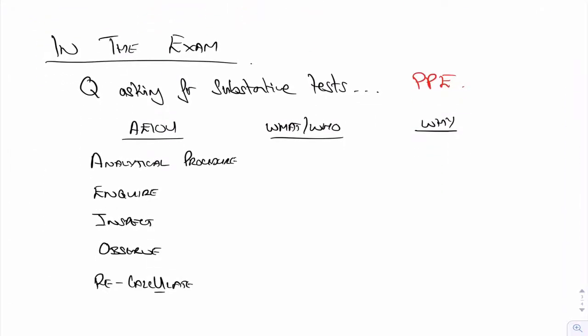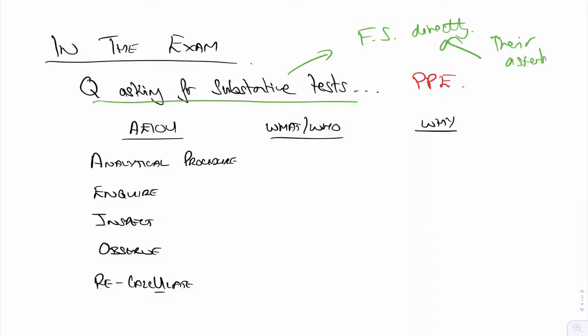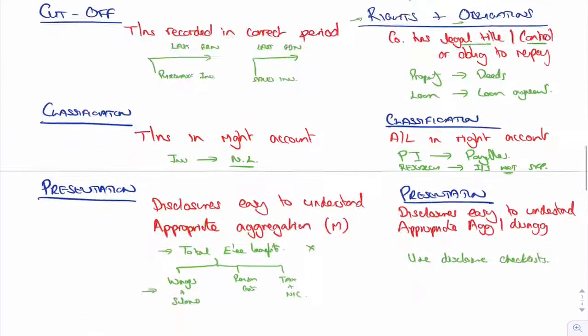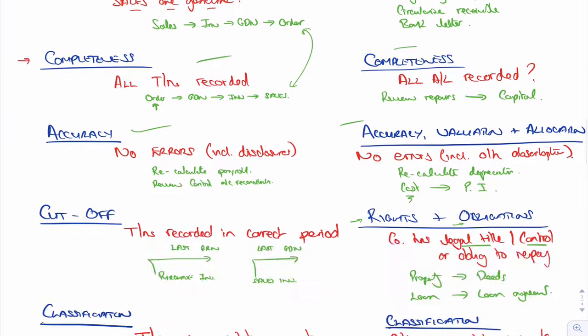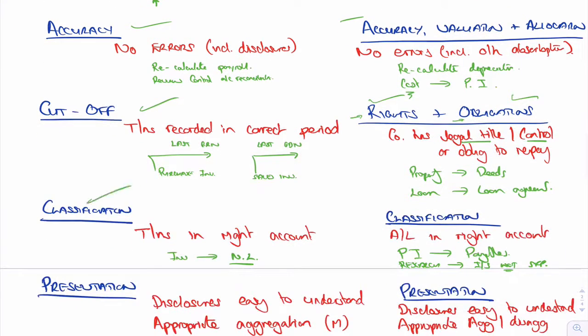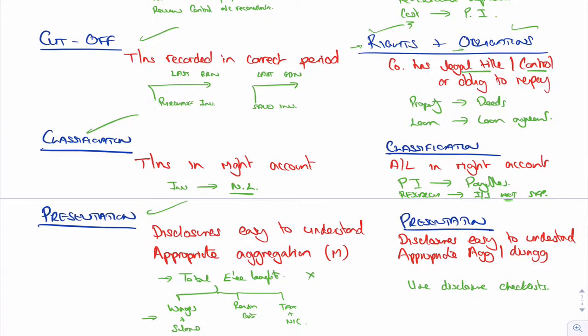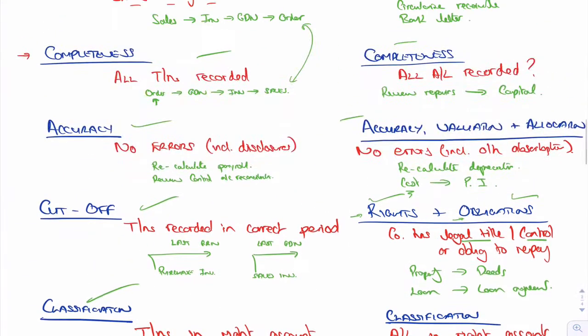In the exam, if you get a question asking for substantive tests, substantive test means you test the financial statement directly. But what you're actually testing is their assertions. You're testing, are they complete? Did they exist? Are they accurate? Is it in the right period? Do we own it? Do we have an obligation? Is it classified correctly? Is it presented properly? So these assertions are really helpful.